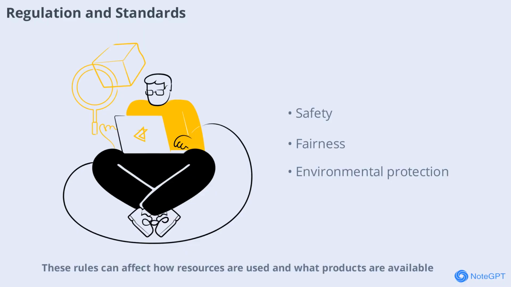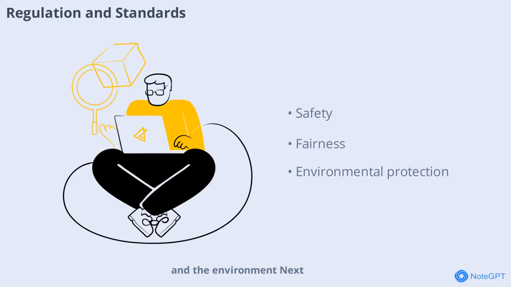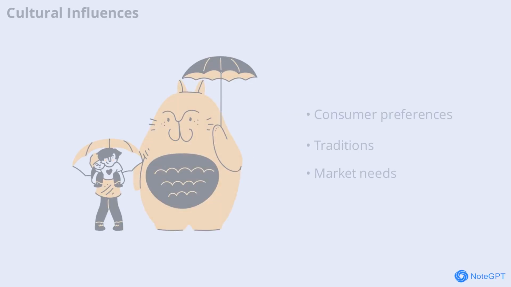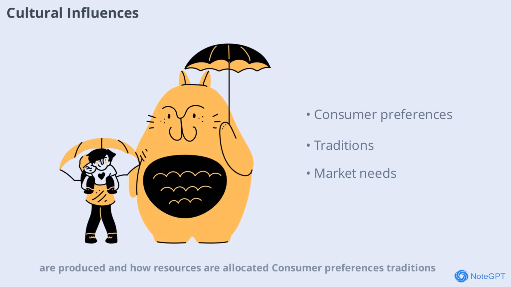These rules can affect how resources are used and what products are available. While some regulations may increase costs, they also protect workers, consumers, and the environment. Next, we'll see how cultural factors influence production choices. Culture shapes what goods and services are produced and how resources are allocated.